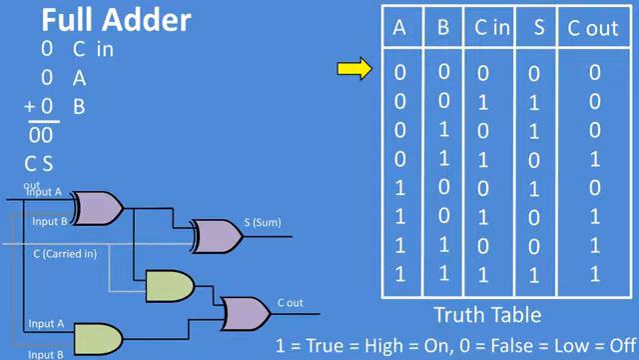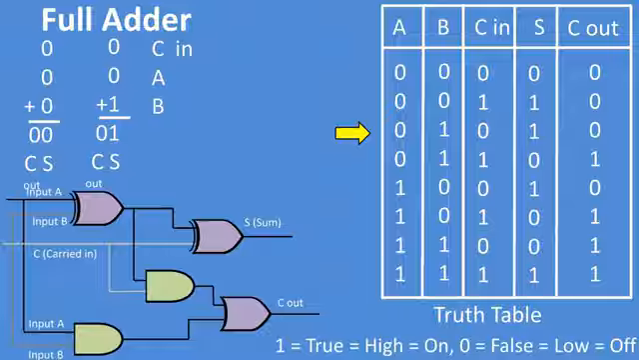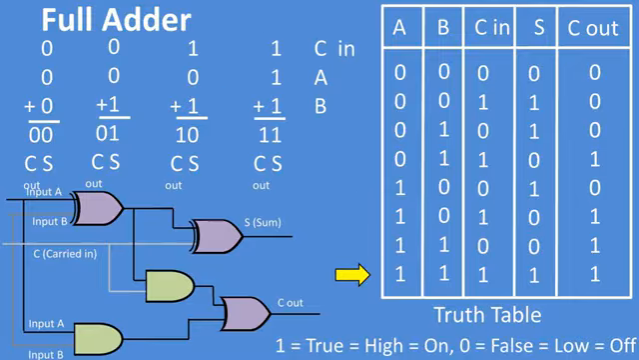So a carry in of 0 plus an input A of 0 plus an input B of 0 equals a carry out of 0 and a sum of 0. A carry in of 0 plus an A input of 0 plus a B input of 1 equals a carry out of 0 and a sum of 1. A carry in of 1 plus an A input of 0 plus a B input of 1 equals a carry out of 1 and a sum of 0. A carry in of 1 plus an A input of 1 plus a B input of 1 equals a carry out of 1 and a sum of 1.